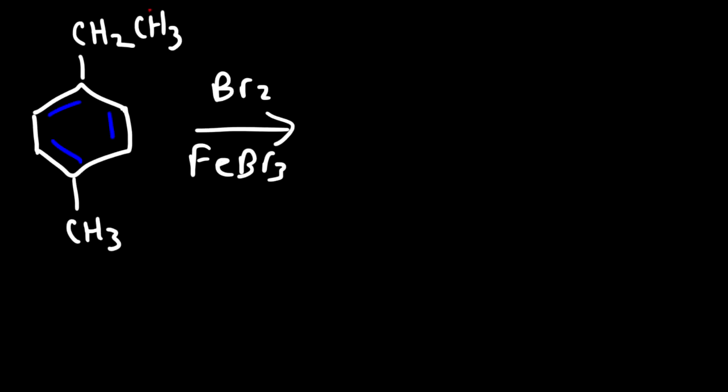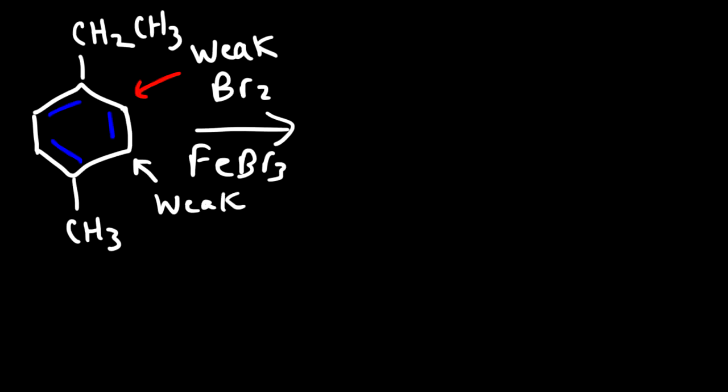It's important to understand that both groups are alkyl groups. They're both ortho-para directing. And so the ethyl group wants the bromine atom to go in the ortho position, and the methyl group wants the bromine atom to go in the ortho position with respect to itself. Keep in mind, ortho is 1,2, meta is 1,3, para is 1,4. So what's going to happen? Well, alkyl groups are weakly activating. So both of these groups are weak.